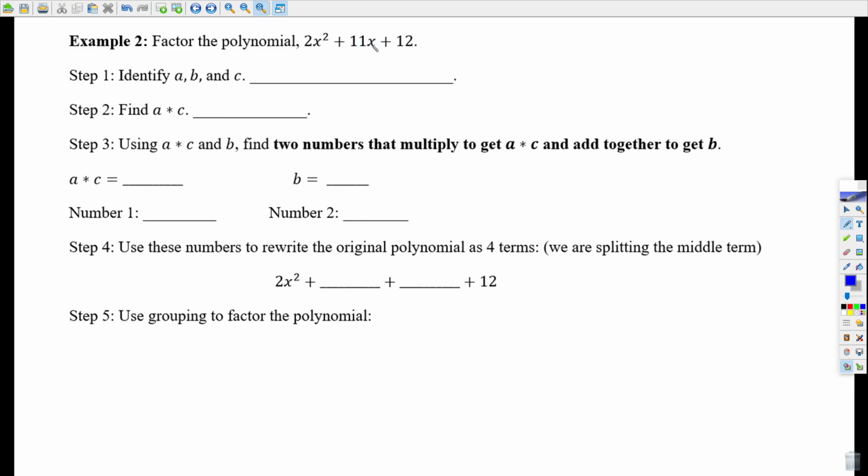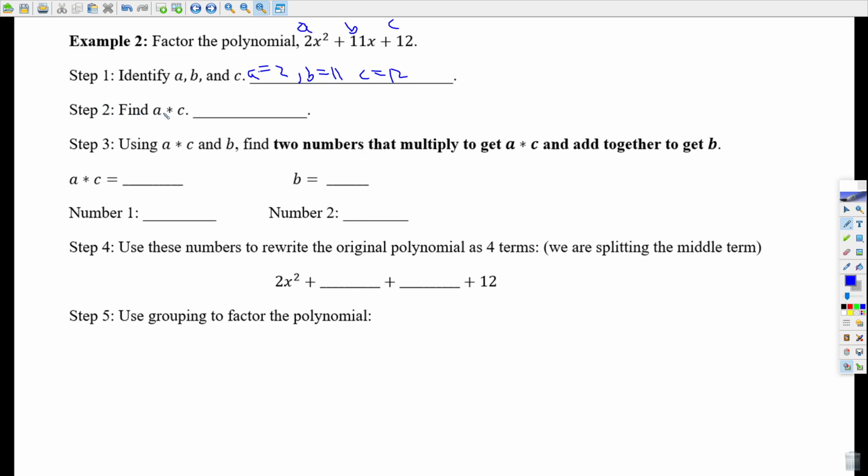Now you have to make sure it's in the right form of ax squared plus bx plus c. So first, I'm going to identify a, b, and c. Normally we'll just put a, b, c up here, and we have to make sure it's in that order. Then I'll write it down here as well. So we'll say a is 2, b is 11, and c is 12. You have to make sure you know which one's which.